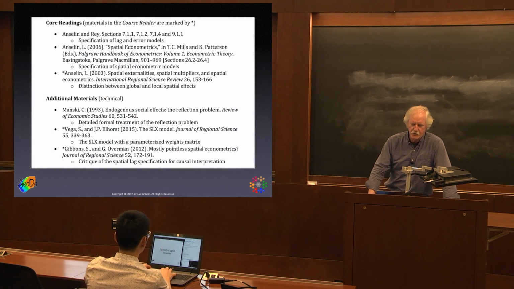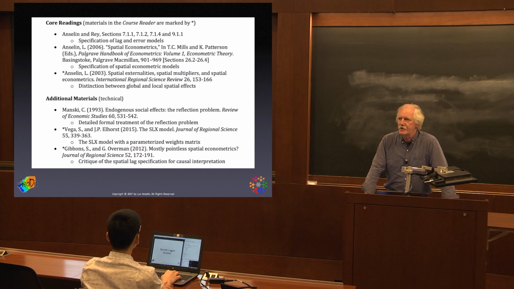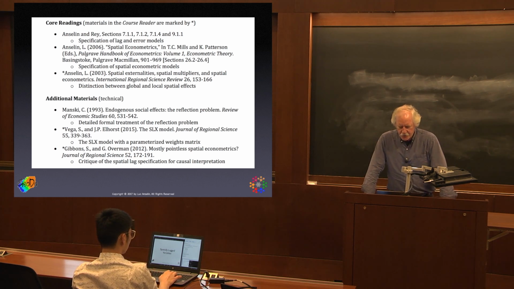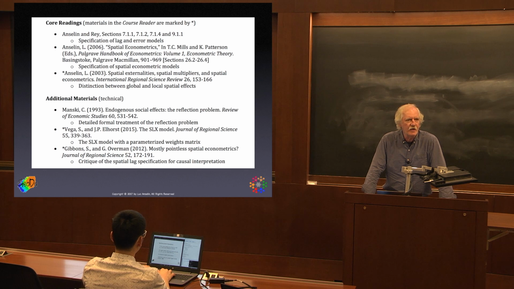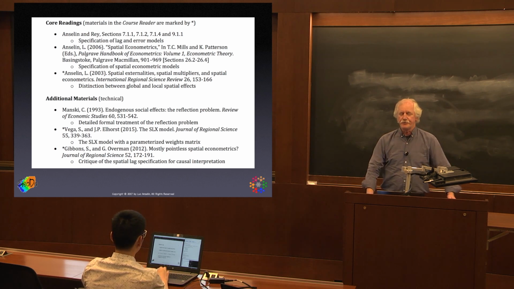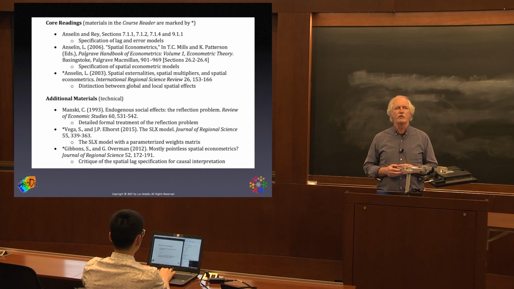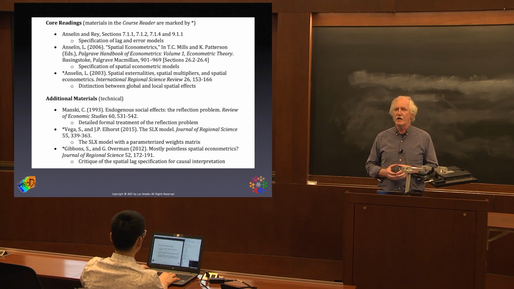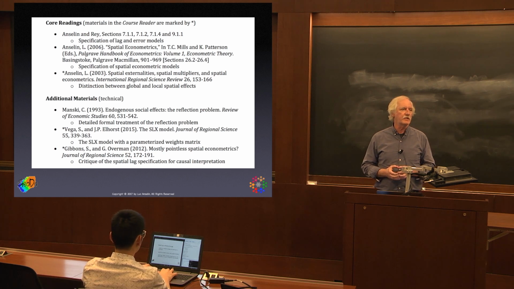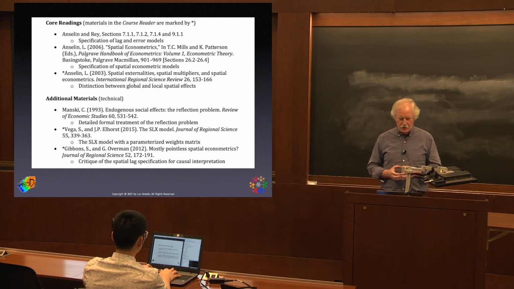In terms of the readings, most of this is covered in detail in the text and also in the review chapter. The little article on spatial externalities shows you a range of specifications and basically emphasizes the difference between global spillovers and local spillovers. And the tendency in the literature today, at least in economics, tends to be to favor local models. But whether or not that is appropriate is really, at the end of the day, an empirical question. So that's not something you can decide a priori.